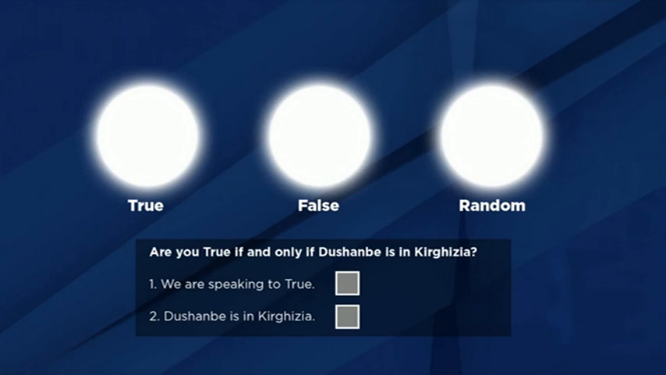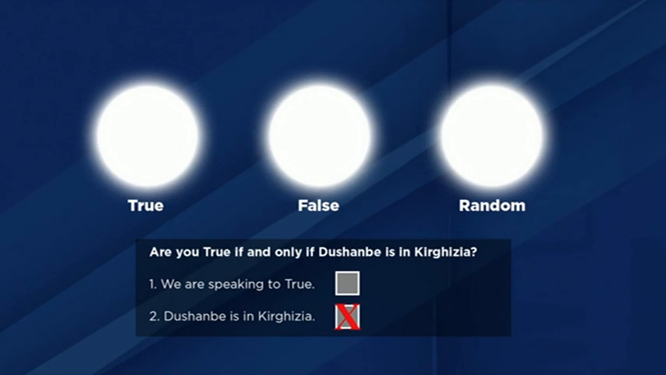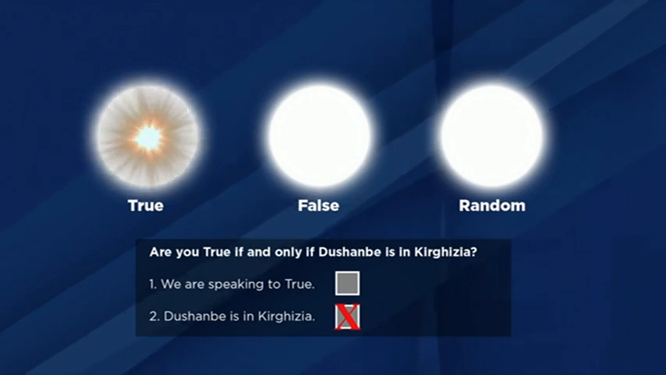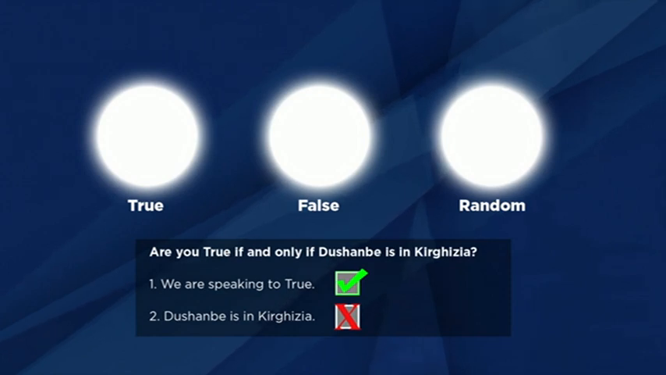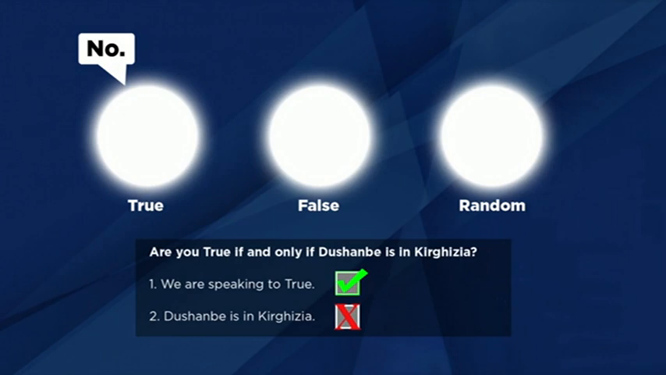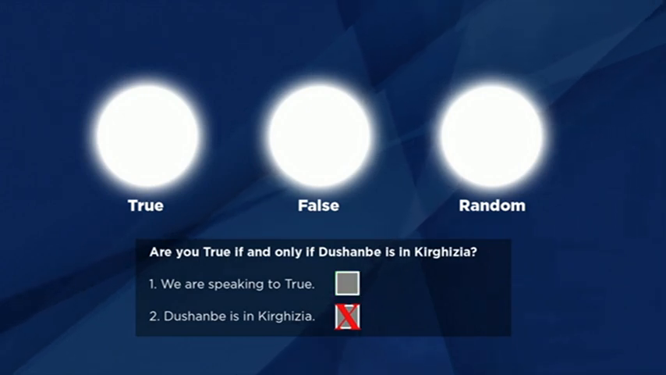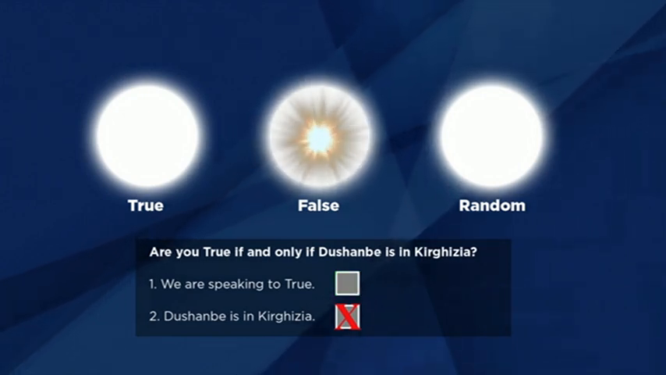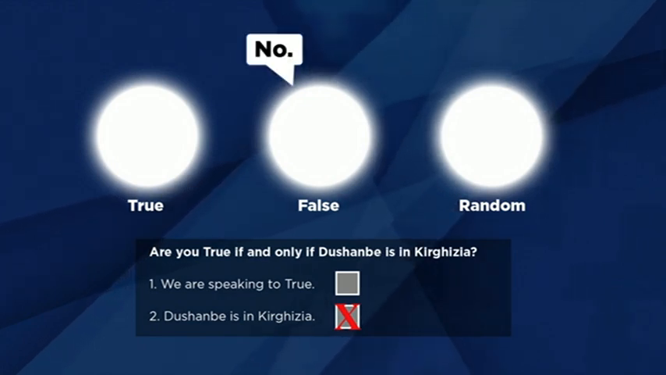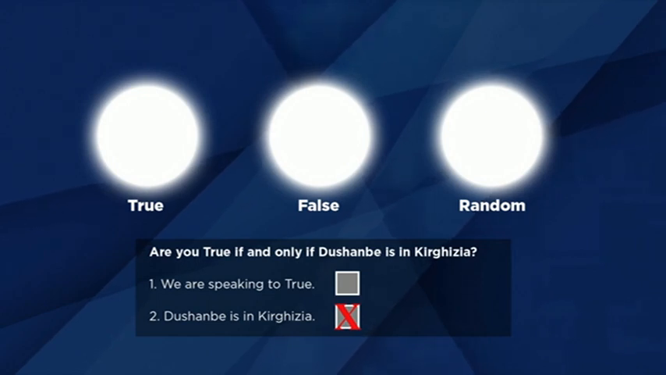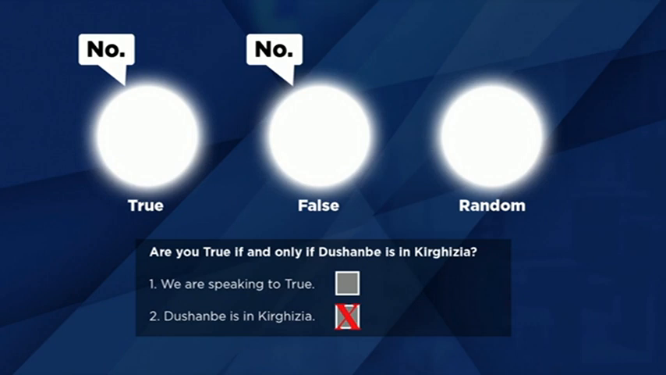Now, we already know that Dushanbe is not in Kyrgyzia, so item 2 is false. Knowing that, what will true say if we ask him this question? Well, he'll reason that item 1 is true in this case, and therefore that the truthful answer is no, and that's what he'll say. And if we address the question to false, well, he'll reason that item 1 is false, and therefore that the truthful answer is yes, and he'll lie and say no. In other words, regardless of whether we're speaking to true or to false, the answer will be no.